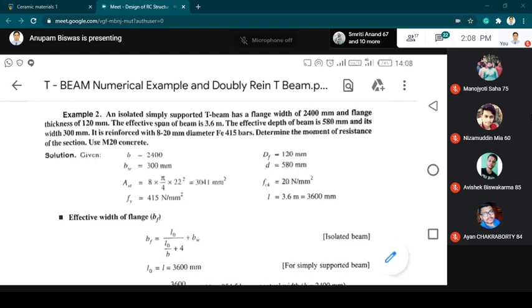Case 2, the value of DF by XU is less than 0.43 XU. Okay, means that the flange part will have the full rectangular stress block portion. So for that condition, the equation, and for that you find it the same way as done in example 2.